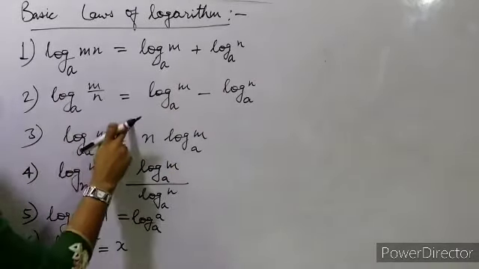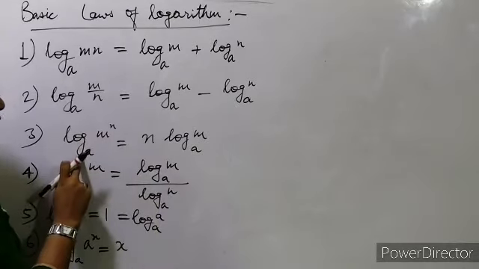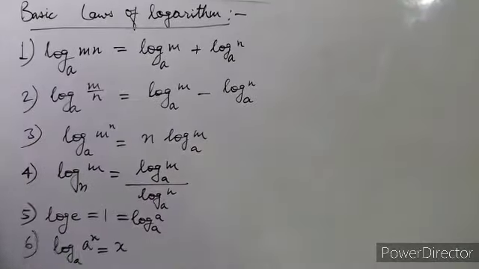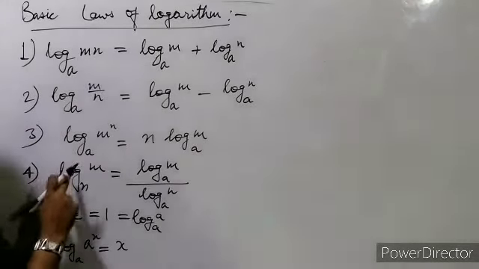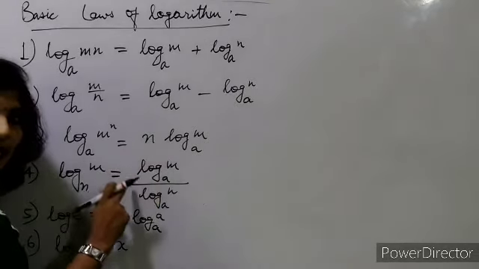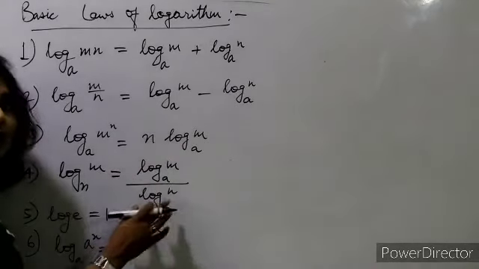Log of m to the power n to the base a will be n log m to the base a. Similarly, when we have log of m to the base n, it is log of m to the base a divided by log of n to the base a.